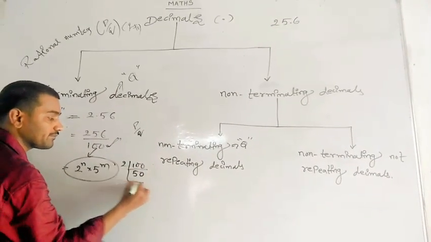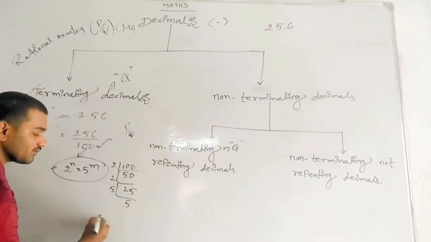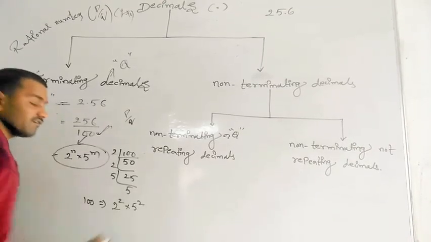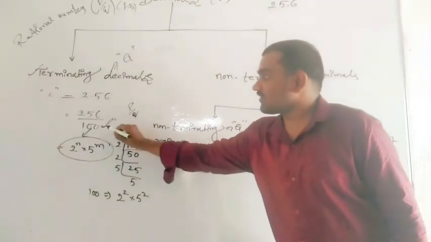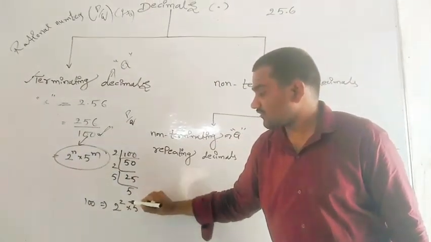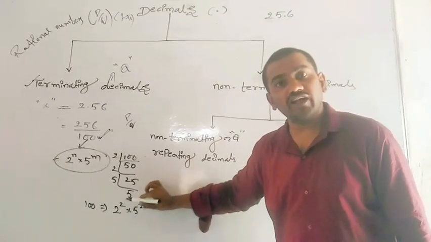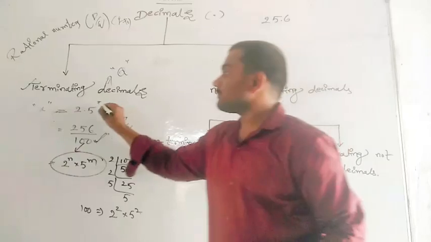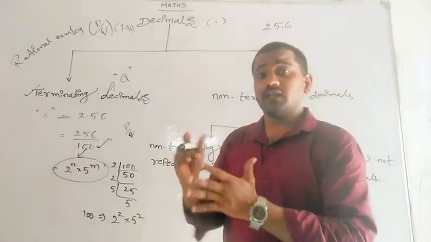2 50s are, 2 25s are, 5 5s are. So 100 can be expressed as 2 square into 5 square. So the prime factorization of 100 is in the form of 2 to the power of n into 5 to the power of m. So now we can directly tell that this is a terminating decimal number.